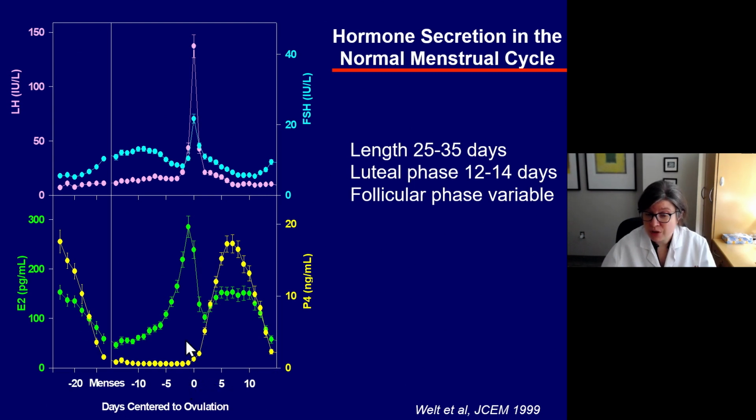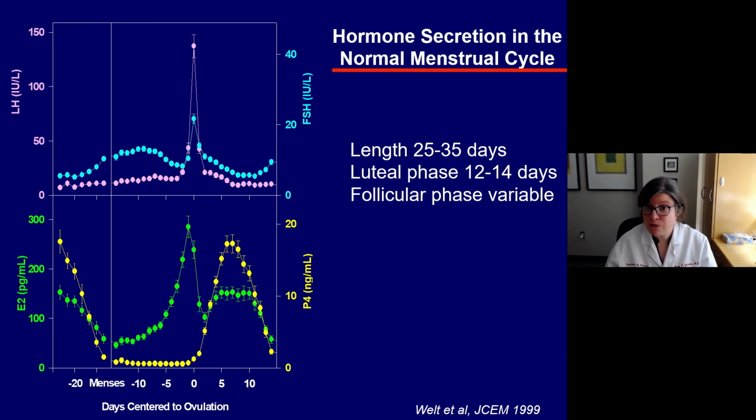So after you have the ovulation, this luteal phase is usually constant in most women, anywhere from 12 to 14 days. Why one woman will have a 25-day cycle and why one woman may have a 32-day cycle is because of the difference in this follicular phase. So that's important to remember as we move forward.